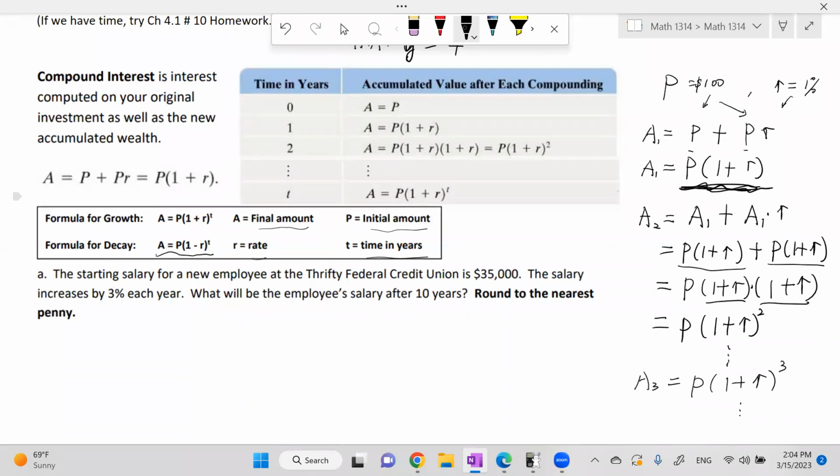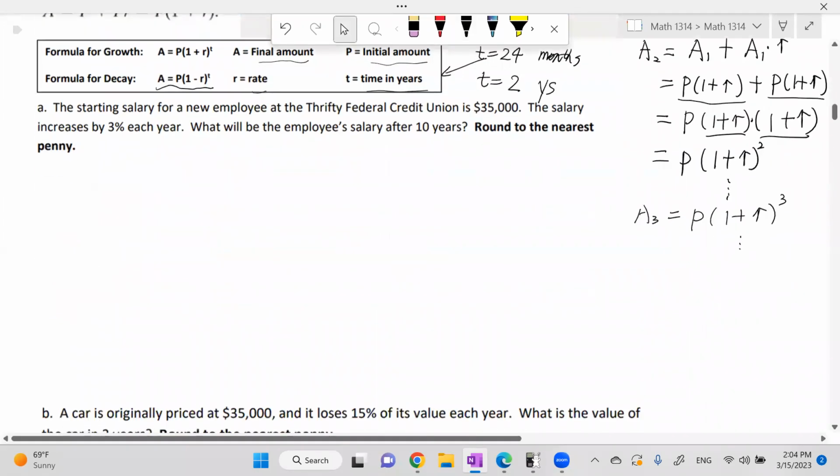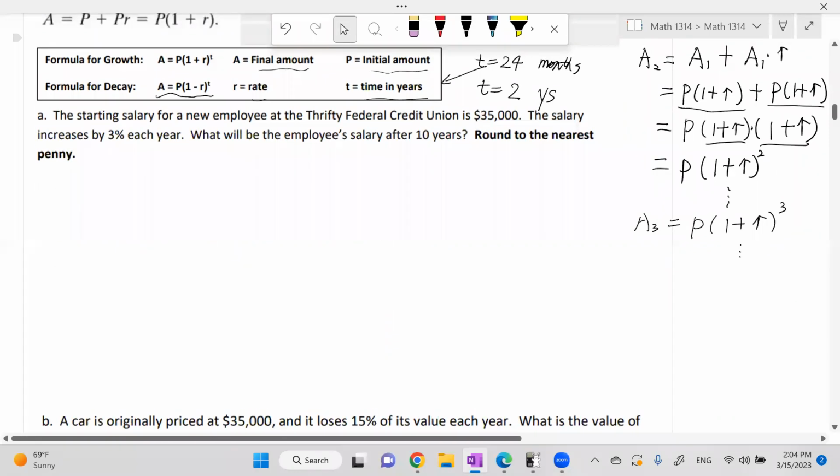If in the example, they say we have T equals 24 months, when we are plugging in the formula, we are not plugging in 24. We must plug in T equals 2, because 1 year has 12 months. 24 months means 2 years. All right, let's see one example using the formulas.